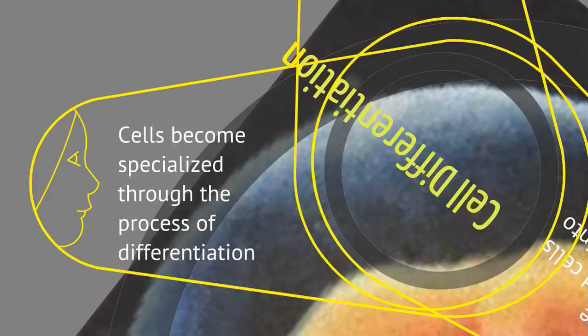So how does a zygote go from just a cluster of cells to cells that are muscle cells, or cells that are bone cells, or cells that are blood cells? That is differentiation.